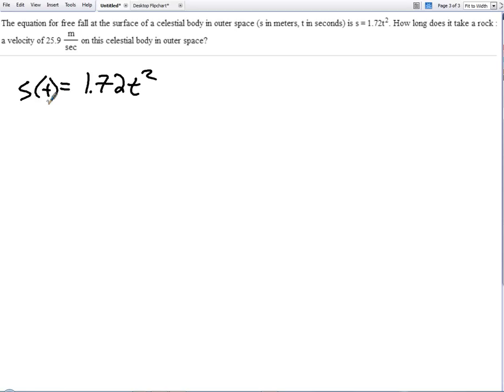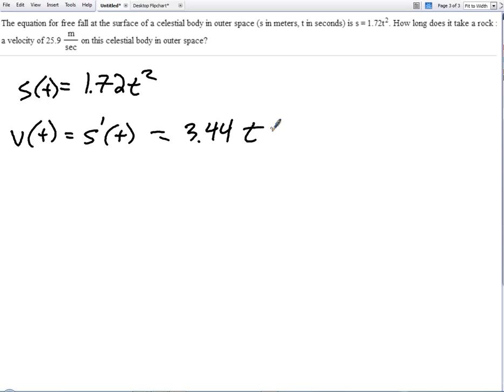So we want to know, how long does it take the rock to reach a velocity of 25.9 meters per second? Well, we don't have a velocity function up there. How do we get a velocity function from a position function? Derivative. Okay, good. So we know that v of t is just s prime of t, right? That's our derivative. So what is that? 3.44 t, okay? There's our velocity function.